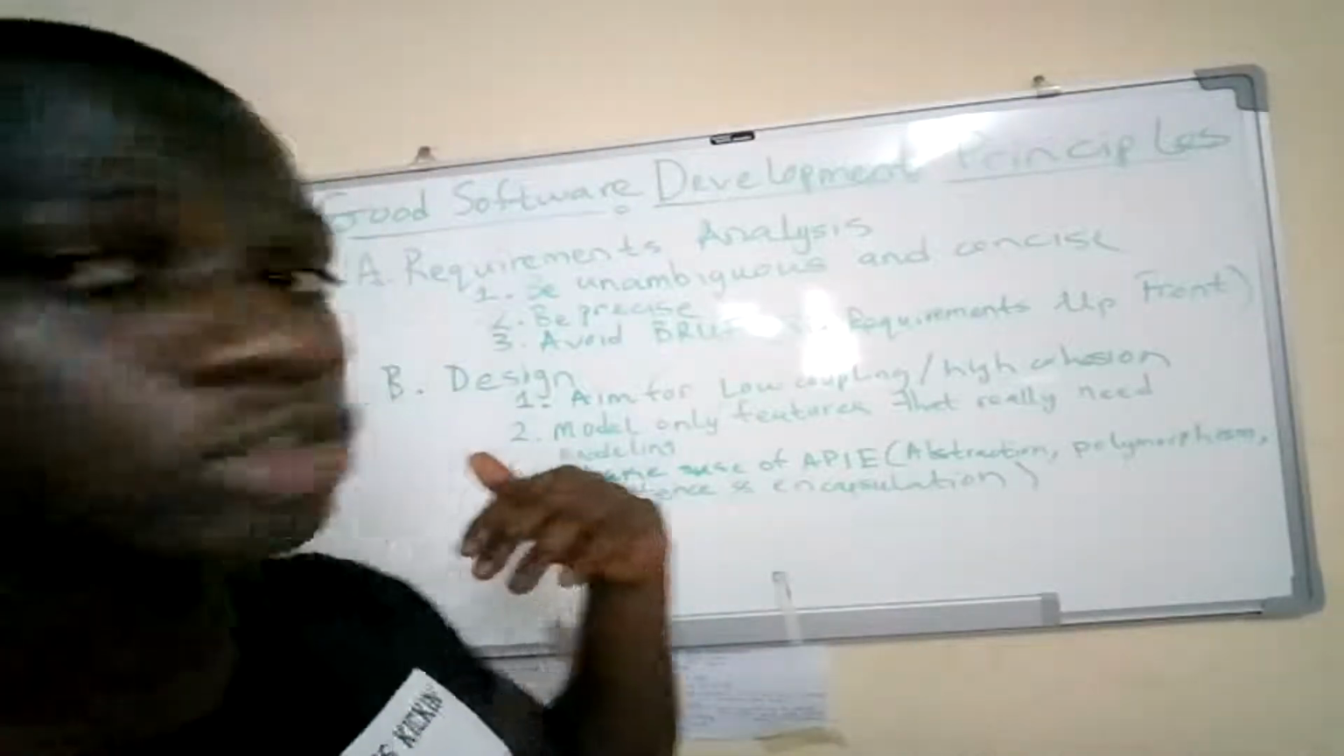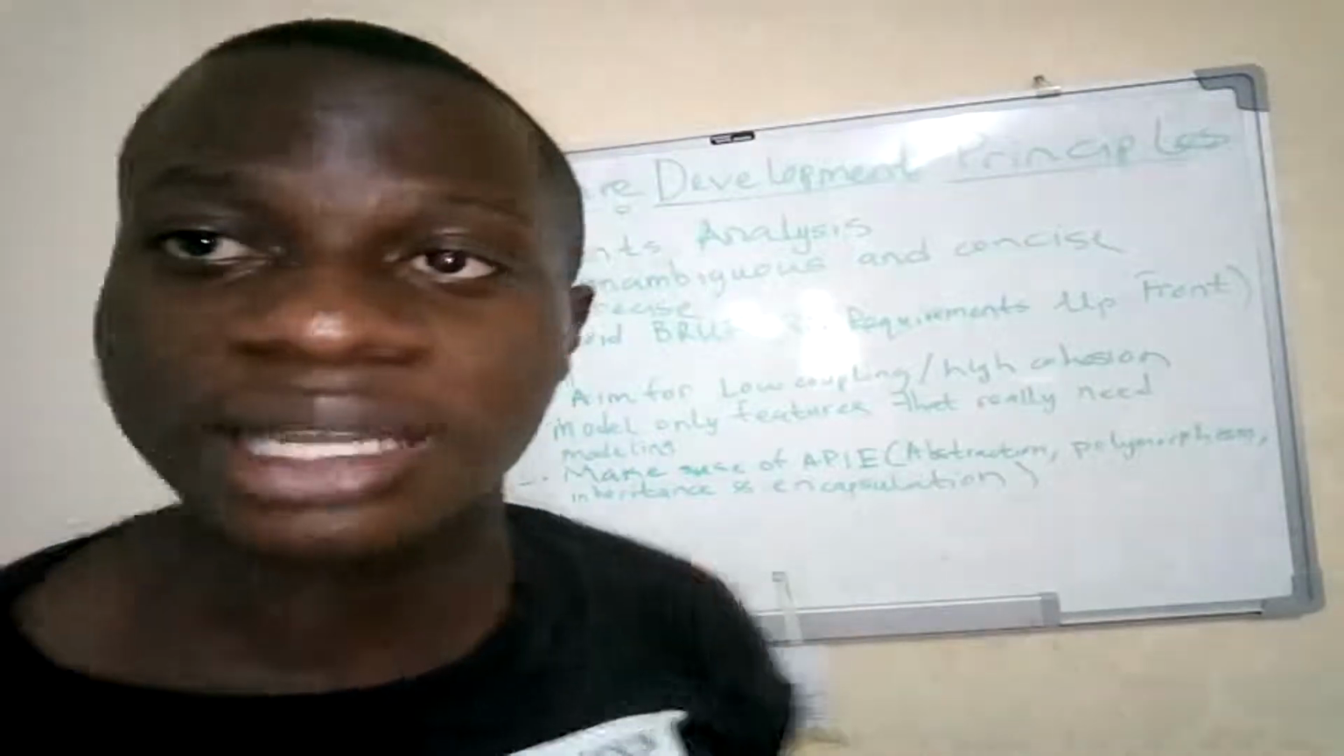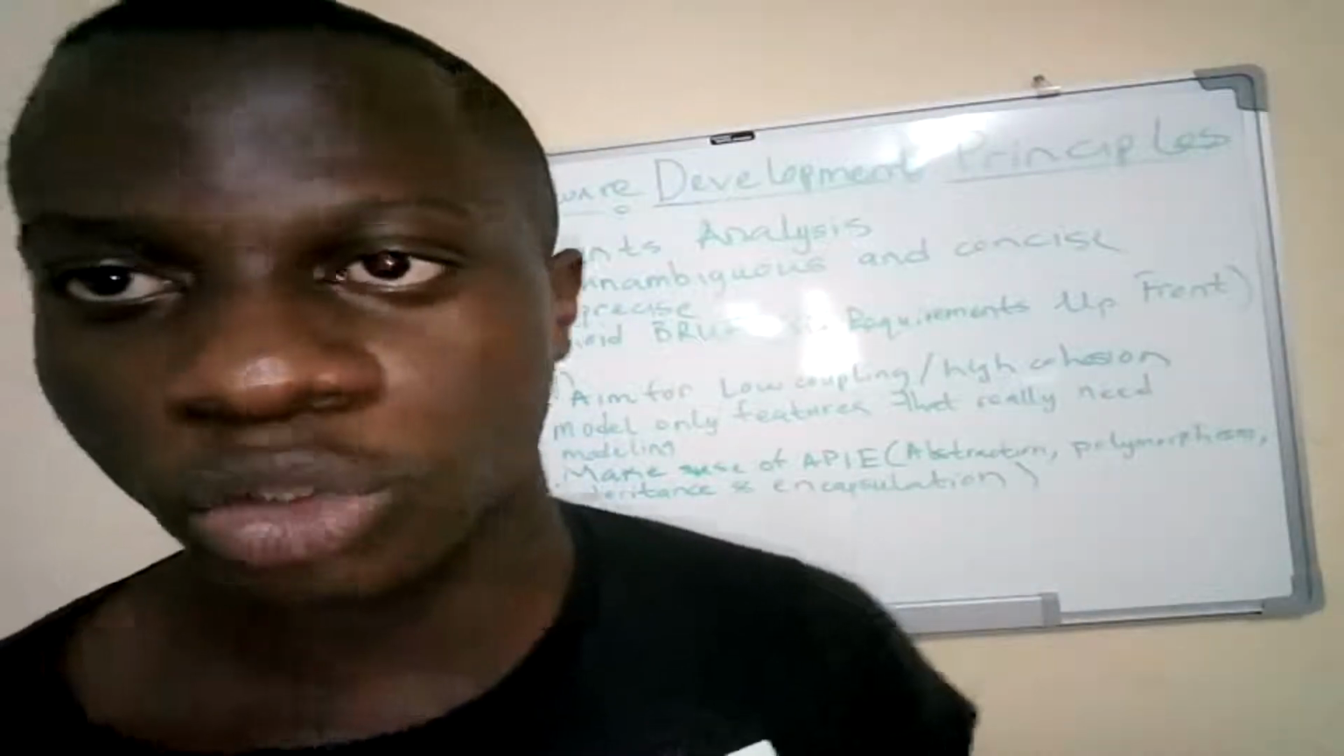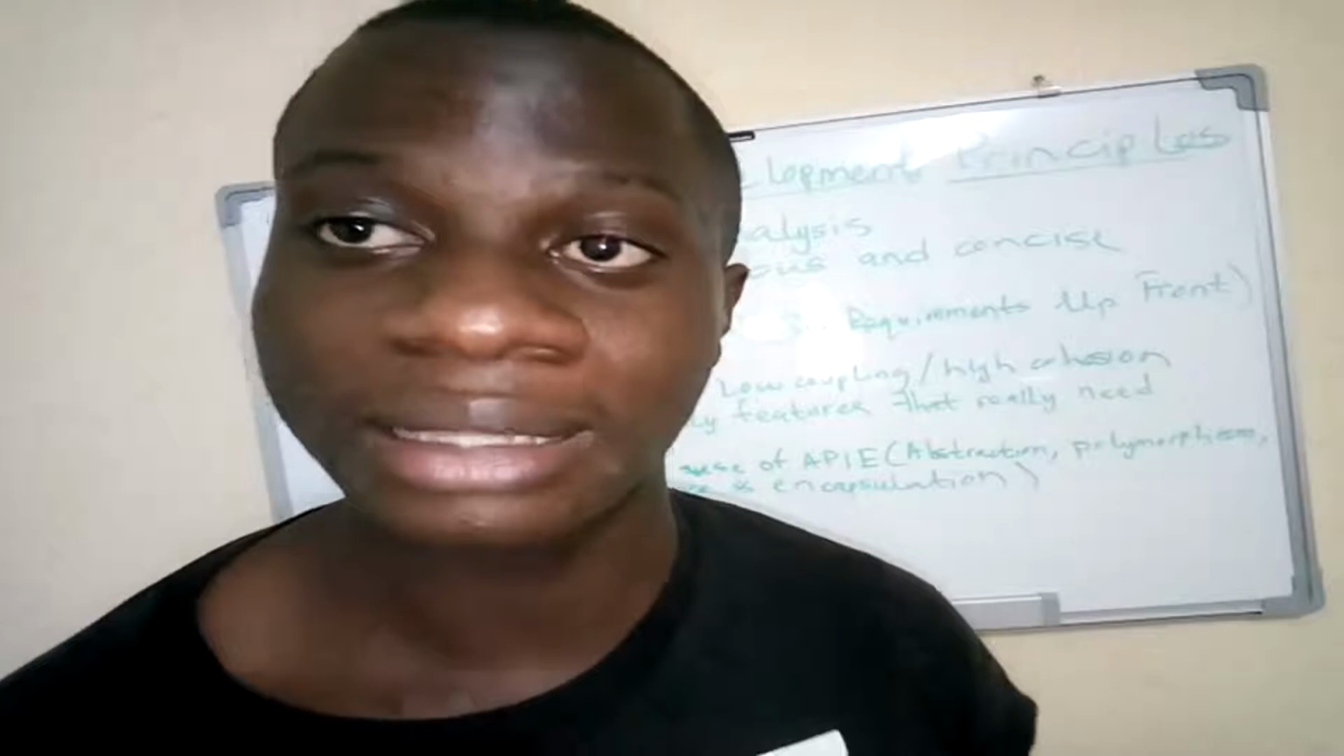The next is that you should be precise. So in your specification, if you say that the system should be fast, that's not a precise requirement. So you need to say how fast the system should be. For instance, you could say that search results should be returned within 5 seconds.